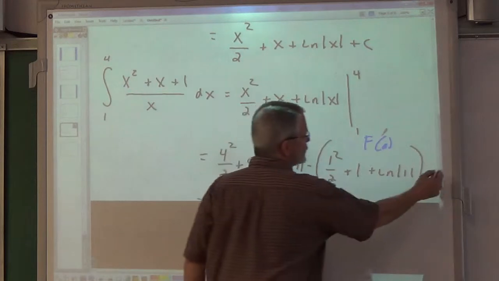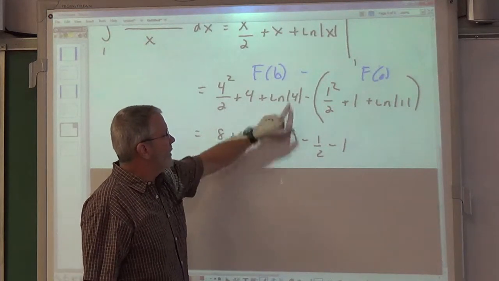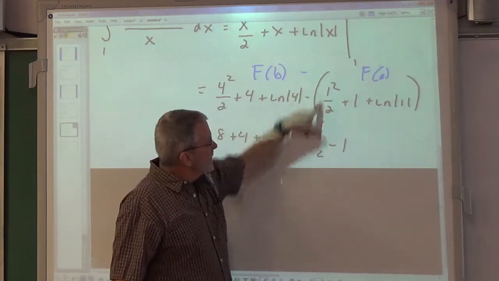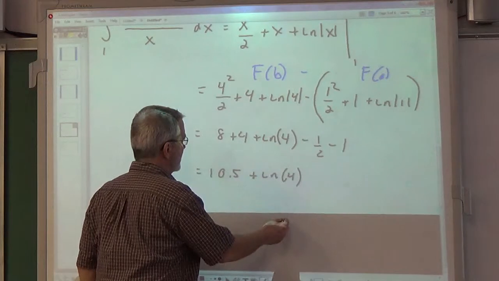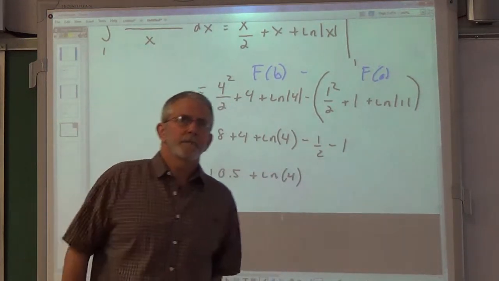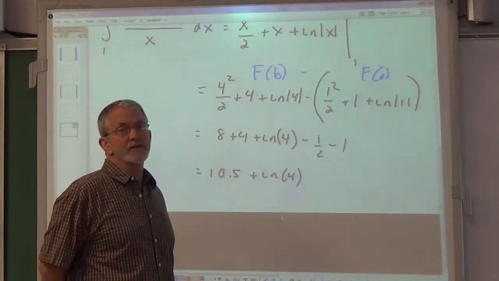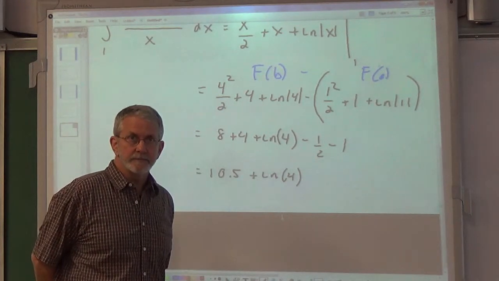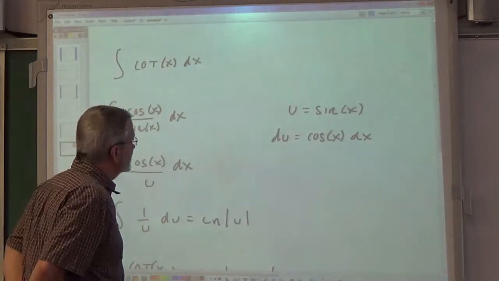4 squared over 2, I think that's going to be 8, plus 4 plus ln of 4, absolute value of 4 is 4, minus 1/2 minus 1. If I simplify that algebraically, it's going to be 10.5 plus ln of 4. Okay? And at any time know that this is a video that you can stop and pause and write your steps down. Okie dokie. One more example, we'll conclude our discussion about this.